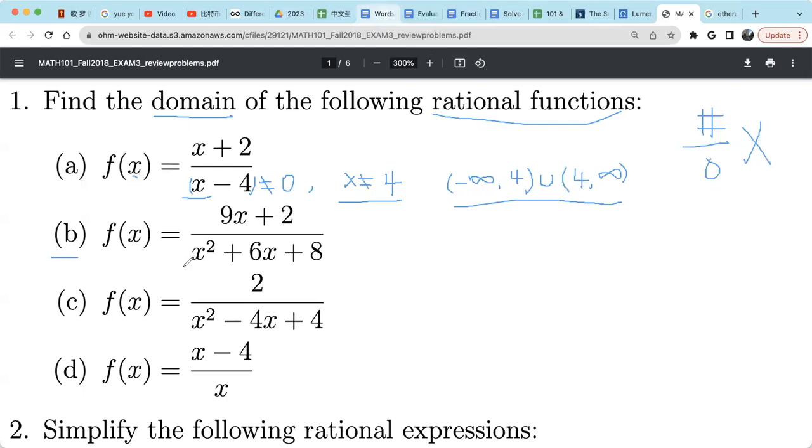For b, we do the same thing. We take the denominator, we say the denominator cannot be 0. And this one we see can be factored. We factor as x plus 2 times x plus 4.